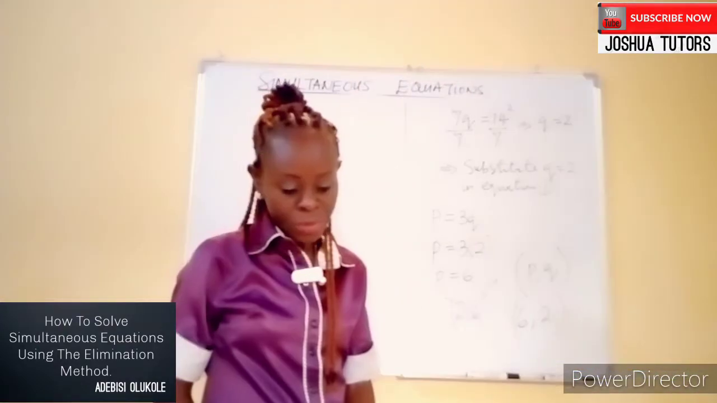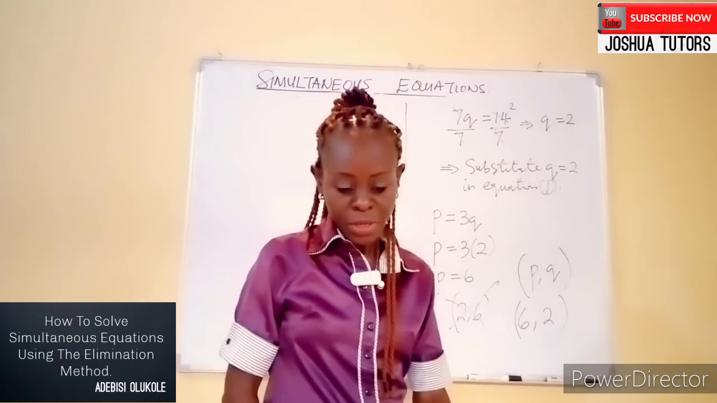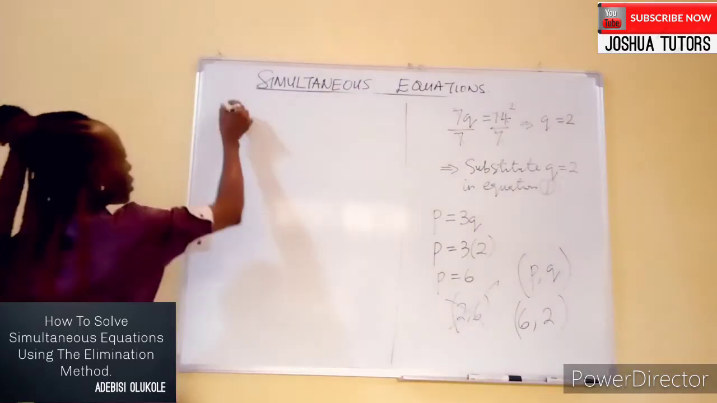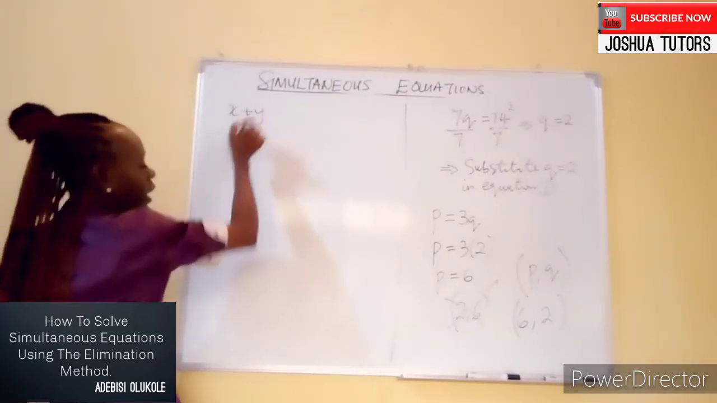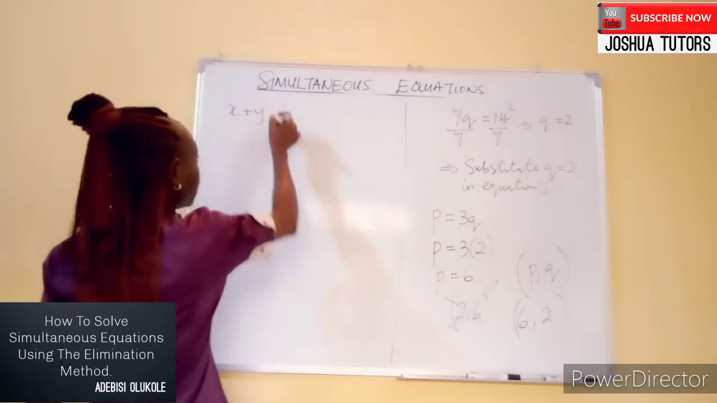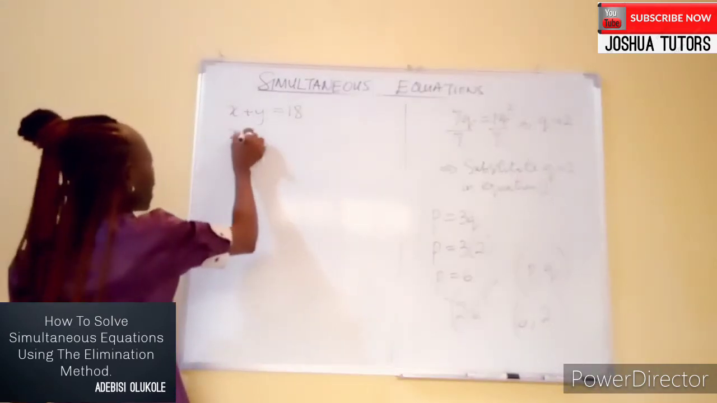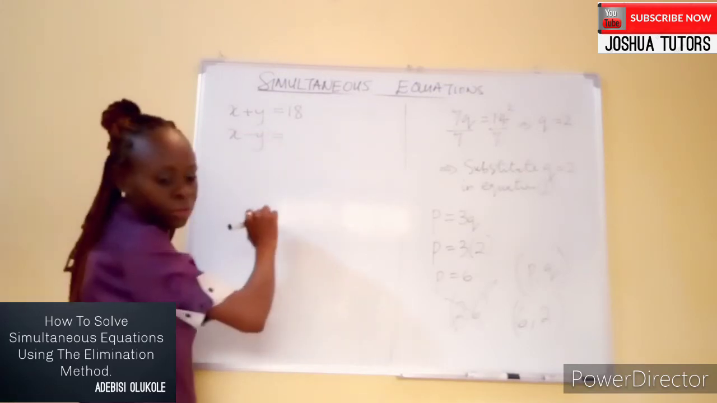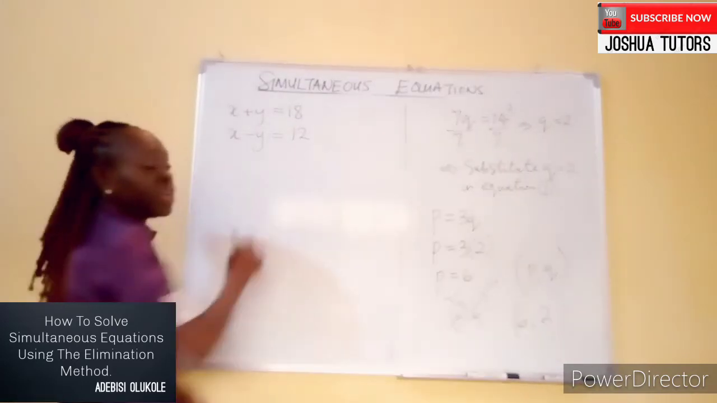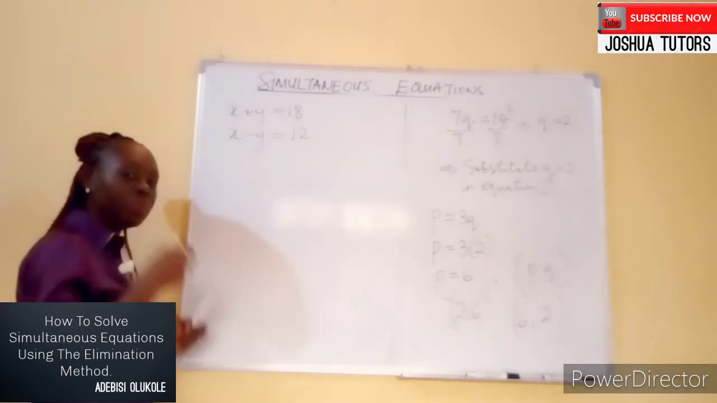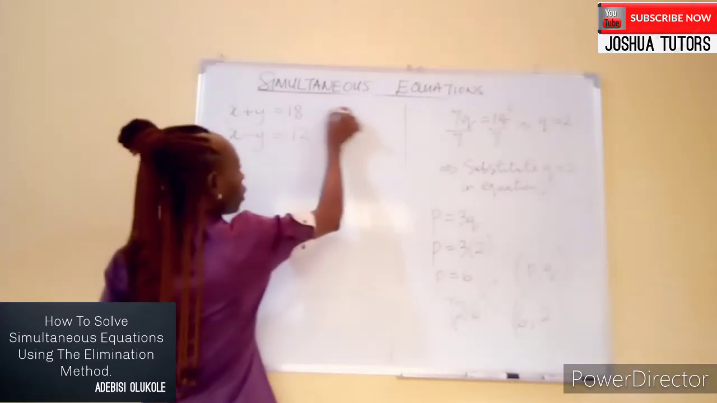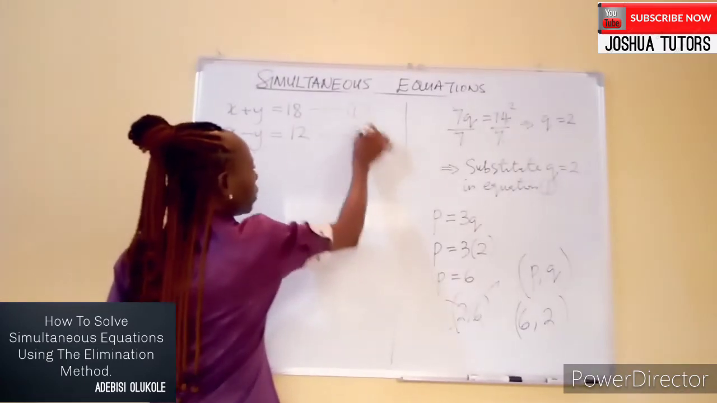Alright, so we're going to take another question. I have X plus Y equal 18. I have X minus Y equal 12. For easy identification, always label your equation. I call this my equation 1, I call the next one my equation 2.